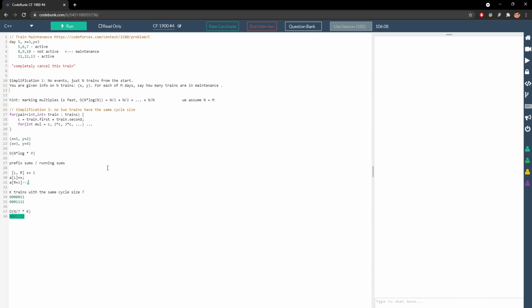A quick note here, I don't understand this complexity. N over 7 stands for iterating over multiples of 7. This is the number of operations. And then k is the number of such trains. What I'm trying to say is that we can combine this, and we just want to update this thing once.